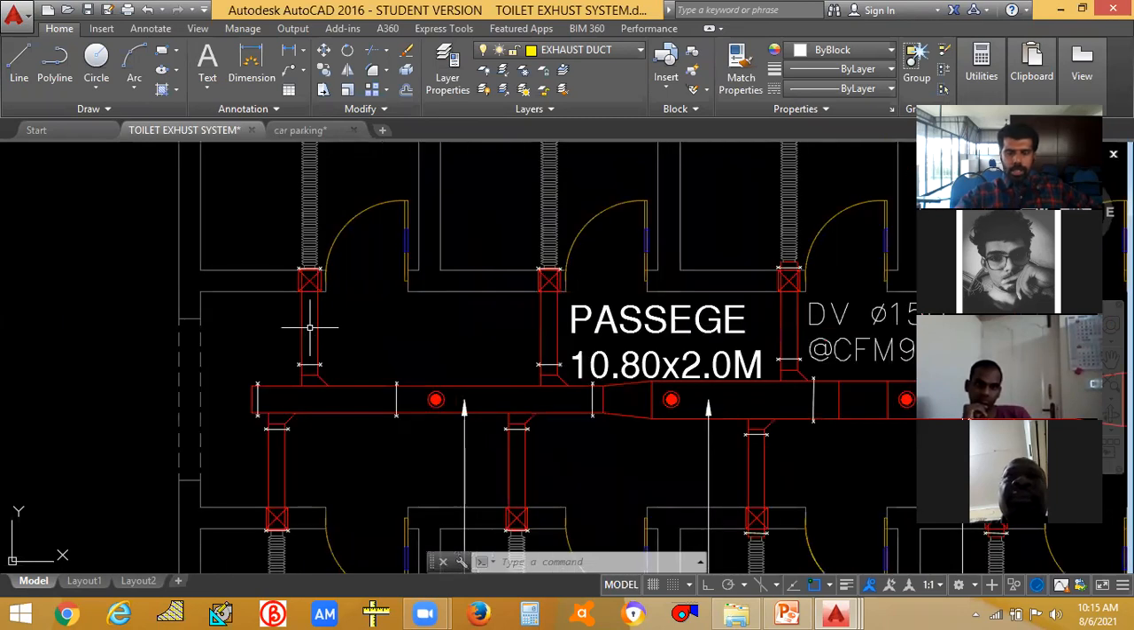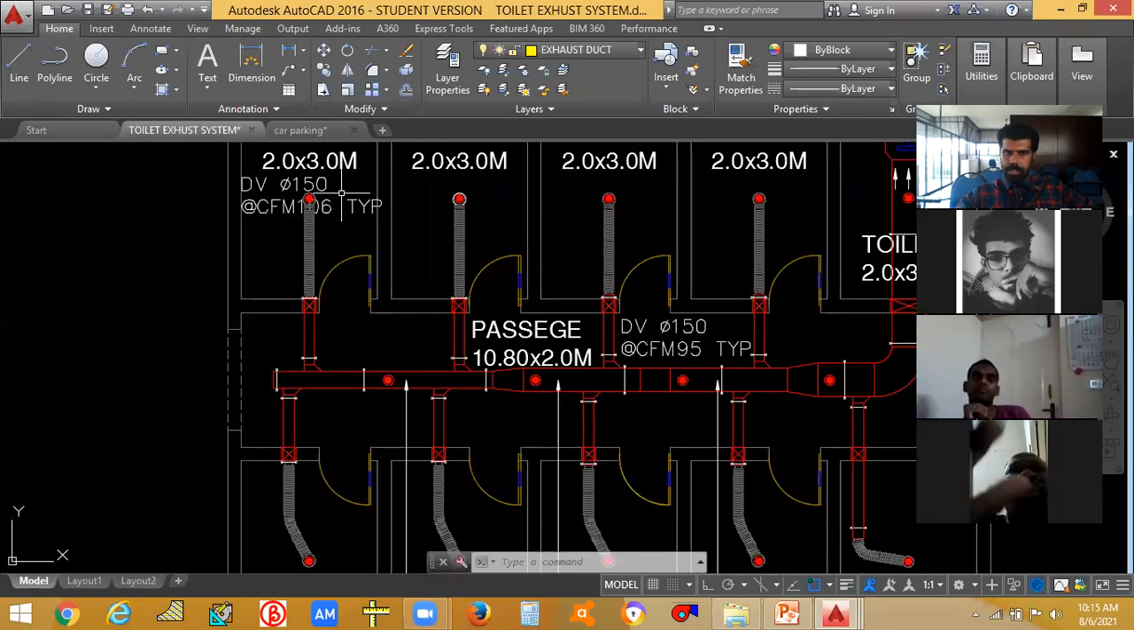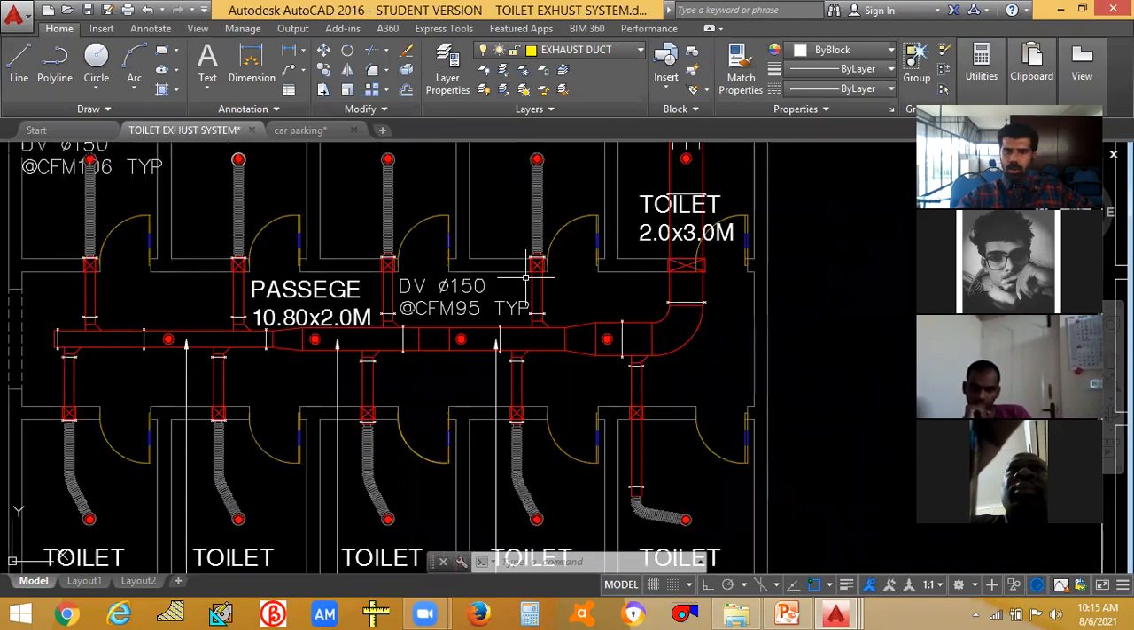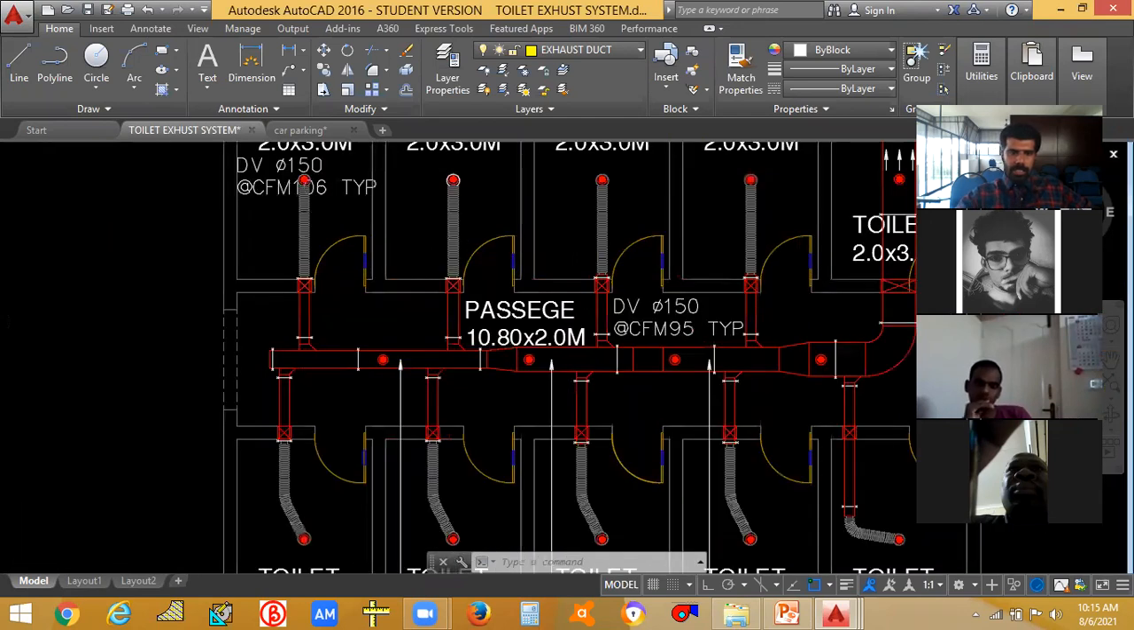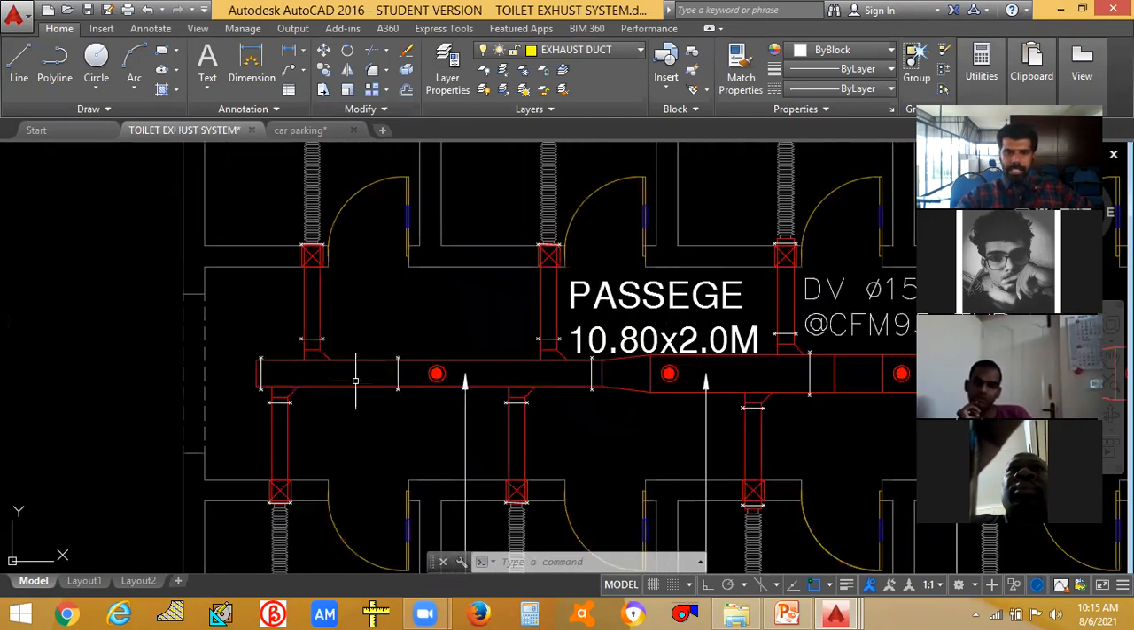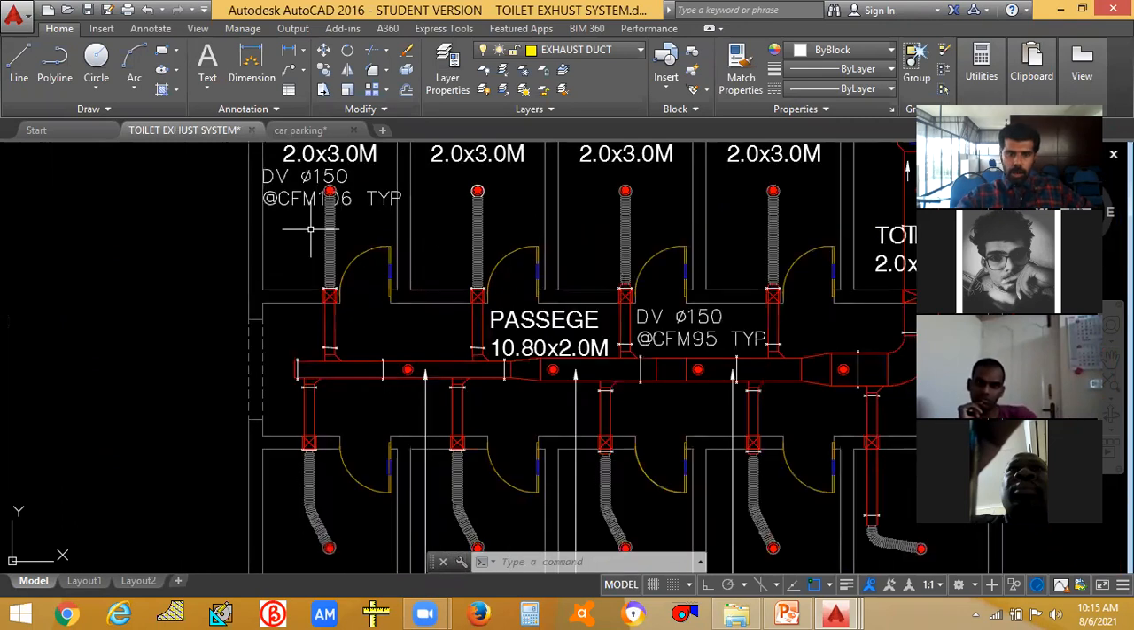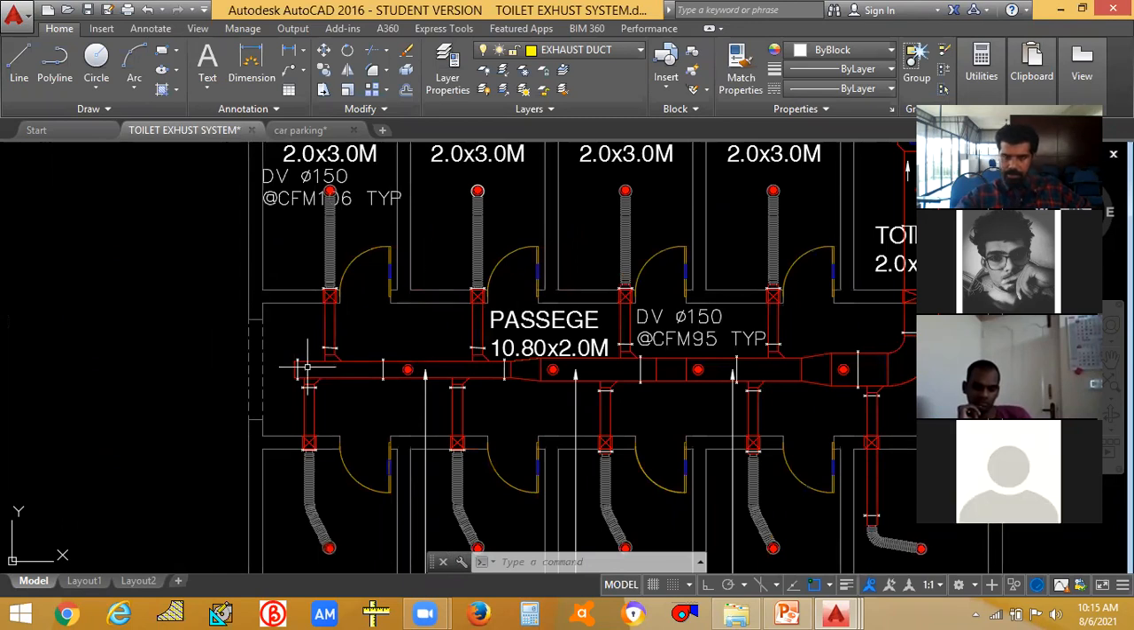Initially you will be getting the size of this duct by knowing the CFM in the toilet, correct? All the CFM in the room is same, so the branch duct size is also same. But when it comes to this main duct, the size of the main duct will be the addition of this toilet plus this passage area. So you have to add this toilet CFM plus this toilet CFM plus this passage area.